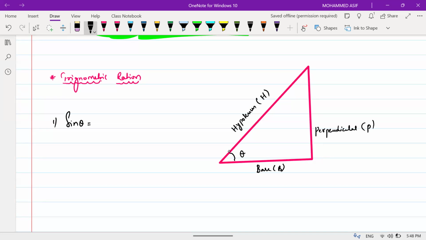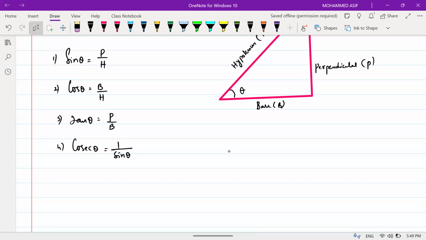Sine theta is equal to perpendicular divided by hypotenuse. Cos theta is equal to base divided by hypotenuse. Tan theta is equal to perpendicular divided by base. Cosecant theta is equal to 1 by sine theta. And cot theta can also be written as 1 by tan theta. Clear?